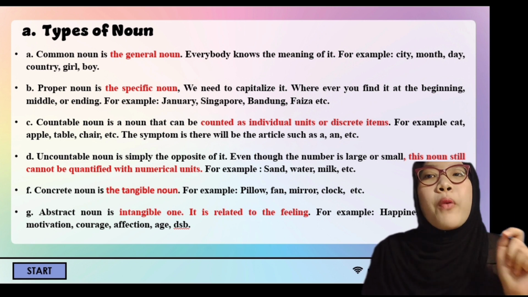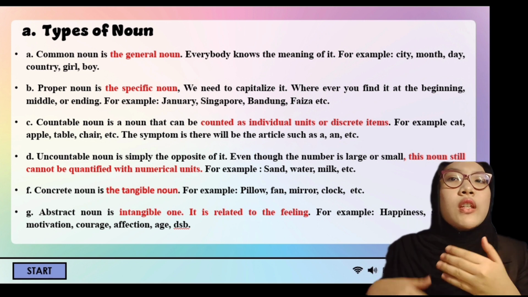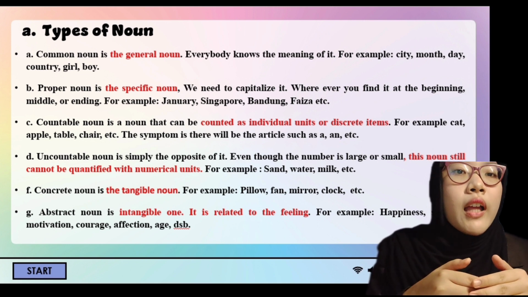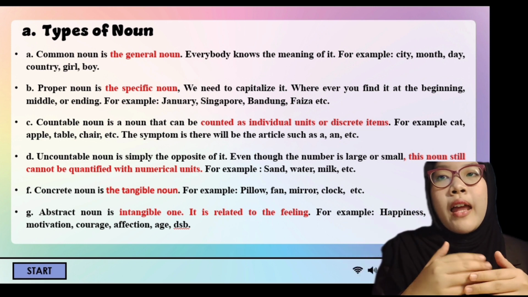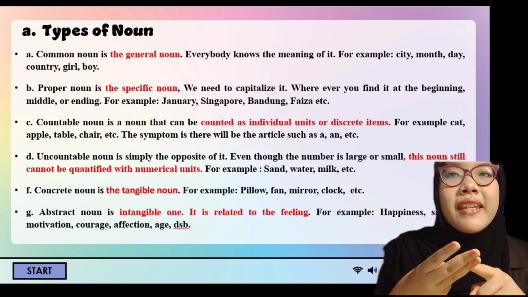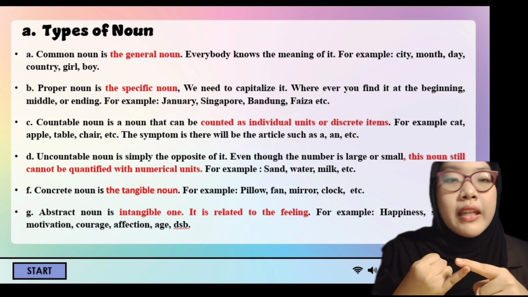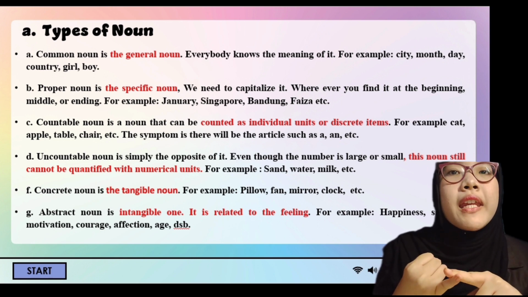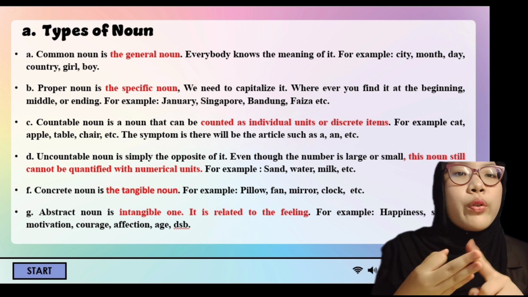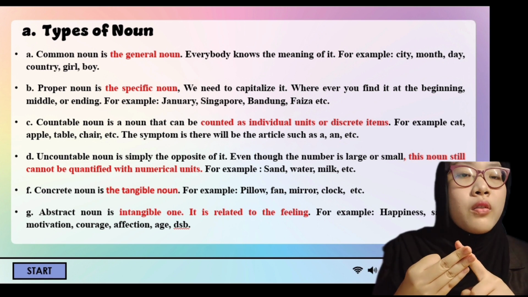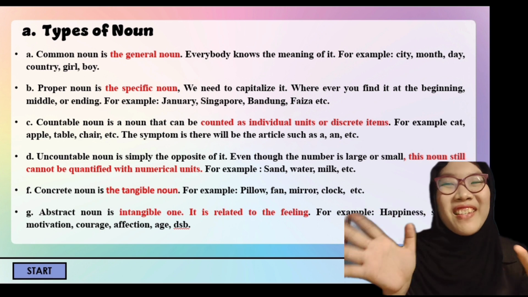The second one is proper noun. It's a specific noun, and we need to capitalize it, whether it is at the beginning, middle, or maybe the ending. For example, it can be the name of the month, January, or the country, Singapore, or the town, Bandung, or the beautiful name, Faiza, and etc.